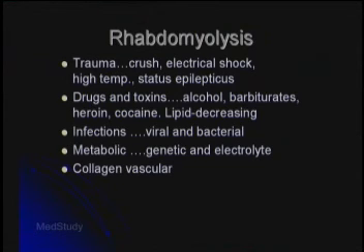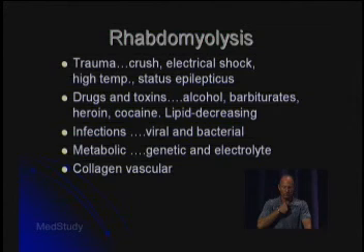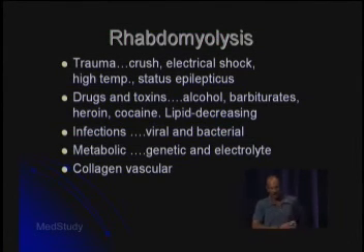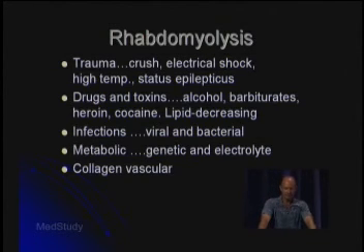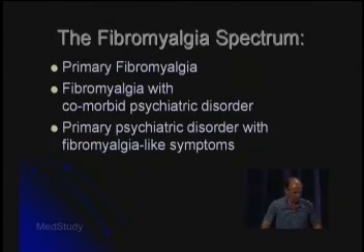Rhabdo, very often asked on your boards. Again, it's the crush, electrical shock, high temperature, status kind of predisposition. The toxins like alcohol, though I don't think it's a toxin right now. Now, barbiturates, heroin, cocaine, your lipid decreasing drugs, your statins, viral and bacterial infections, genetic electrolytes, collagen vascular, etc.